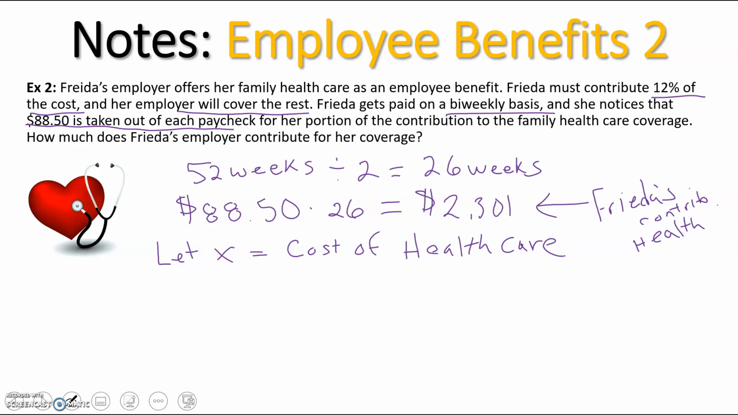So 12% of x mathematically is 0.12x, and we know that that 12% is this $2,301 that Frida is paying. So 12% of the whole cost of the healthcare is the amount that Frida is paying, which is 2,301. So 0.12x is equal to 2,301. Now we're going to solve this equation by dividing both sides by that 12% or 0.12. The ones on the left cancel because 0.12 divided by 0.12 is 1. 1 times x is x.